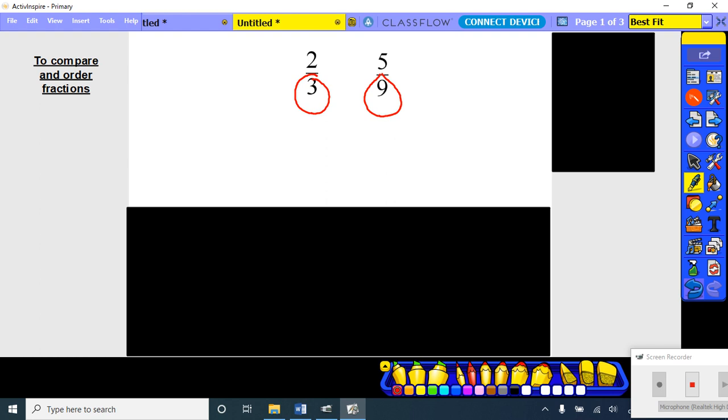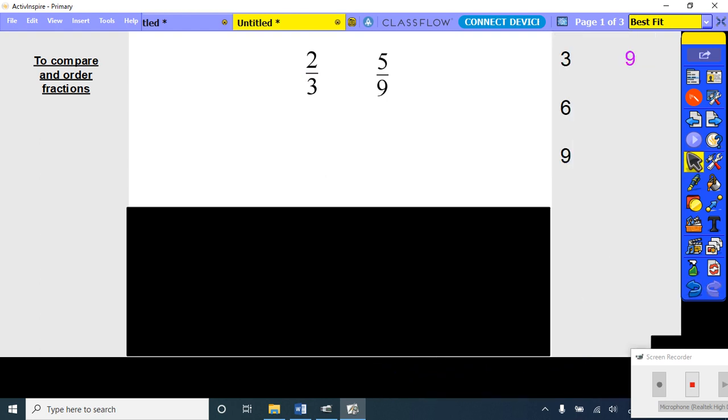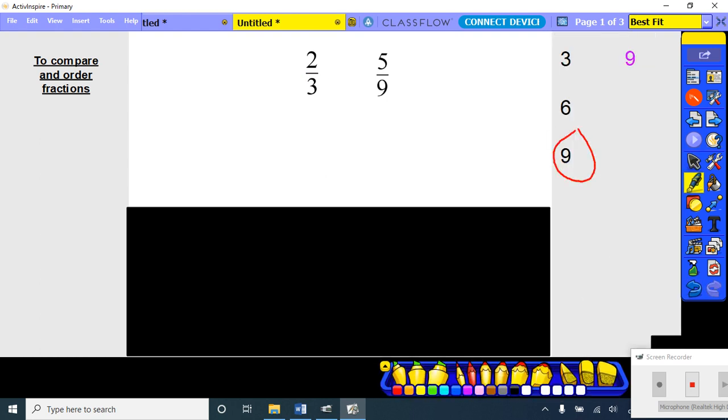So, to do this, we must think about the 3 times table and the 9 times table and find the lowest common multiple. In this case, it's nice and simple, as that is 9. To make the first fraction have a denominator of 9, we must multiply it by 3, whereas the second fraction already has a denominator of 9, so we can leave that alone. The first fraction, once we multiply the denominator by 3, will give us a new denominator of 9, and then we must do the same to the numerator.